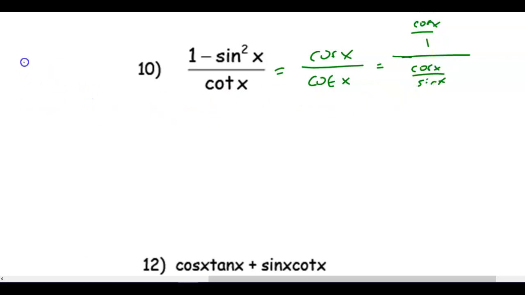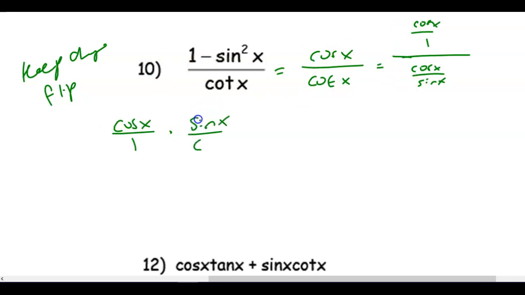So I have cosine x over 1 divided by cosine over sine. We keep, change, flip. Keep, change, flip. We have a fraction over a fraction. So you have cosine of x over 1 times sine x over cosine x, right? You can now cancel out your cosines. Make sure you flip this. And that gives me sine x over 1, which is sine of x.